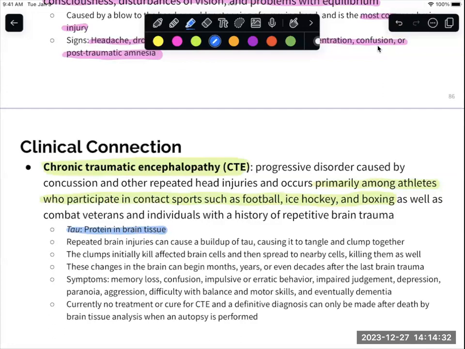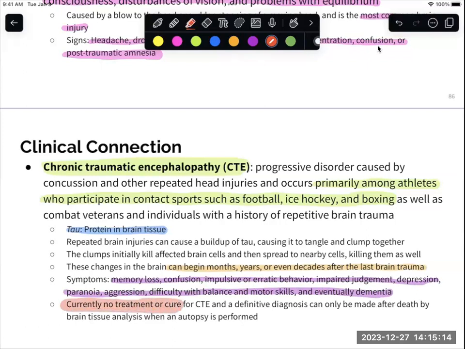These different changes, here's the scary part, can begin months, years, or even decades after the last brain trauma. Memory loss, confusion, impulsiveness, erratic behavior, impaired judgment, depression, paranoia, aggression, difficulty with balance and motor skills, and eventually dementia are going to come into play. Right now, there is no treatment or cure for this.